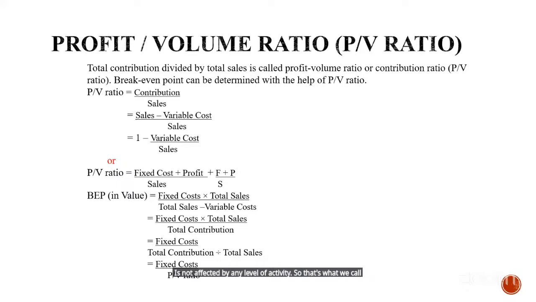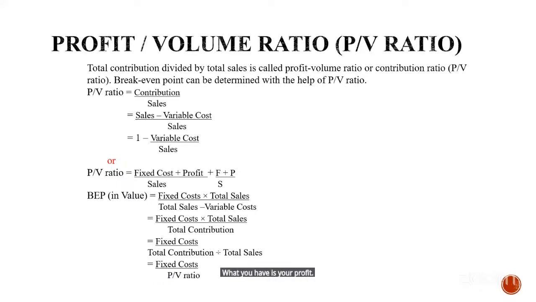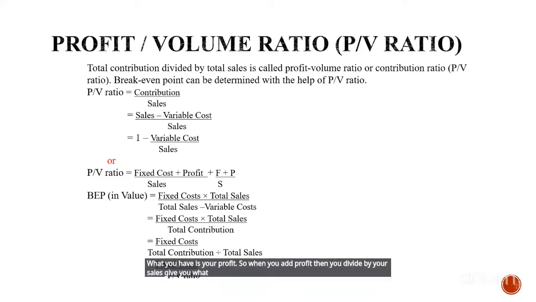And the profit, we know what profit is. Profit is what you have, your sales minus cost. What you have is your profit. So when you add profit to fixed cost, then you divide by your sales, that will give you your PV ratio or profit volume ratio.